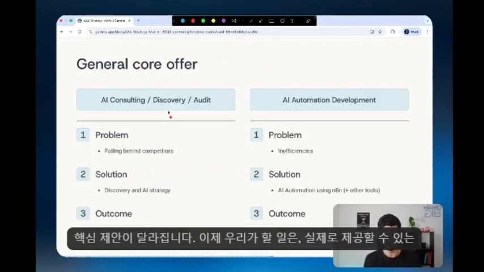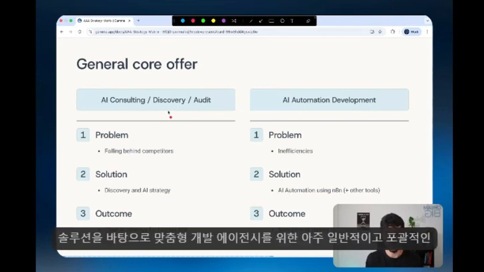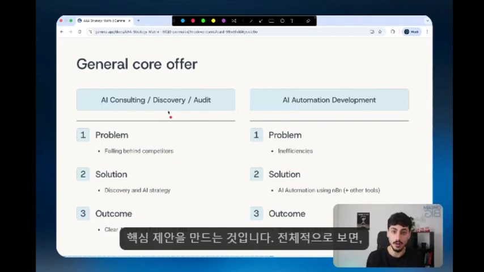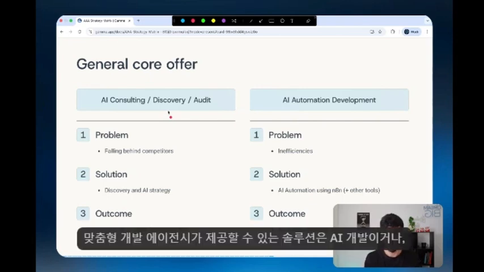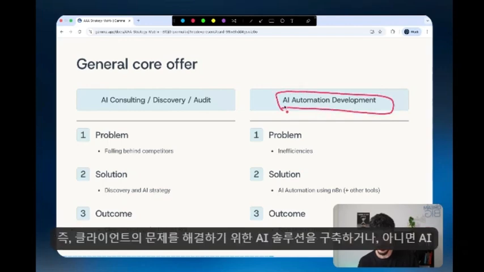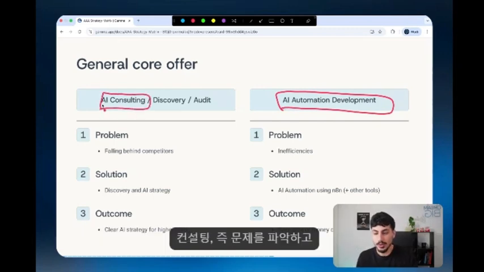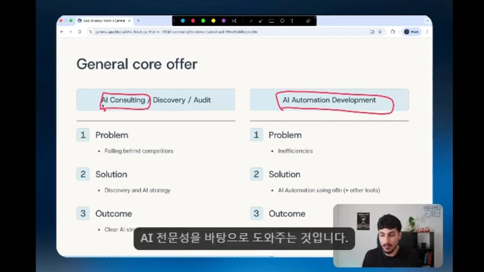Now, what we'll do is we'll make a very general, broad core offer for custom development agencies based off the solutions that you can actually offer your clients. So as a whole, the solutions you offer as a custom development agency is either AI development, meaning you're building out AI solutions for their problems, or it's AI consulting, where you're trying to talk to them to identify that problem and help them with your AI expertise.